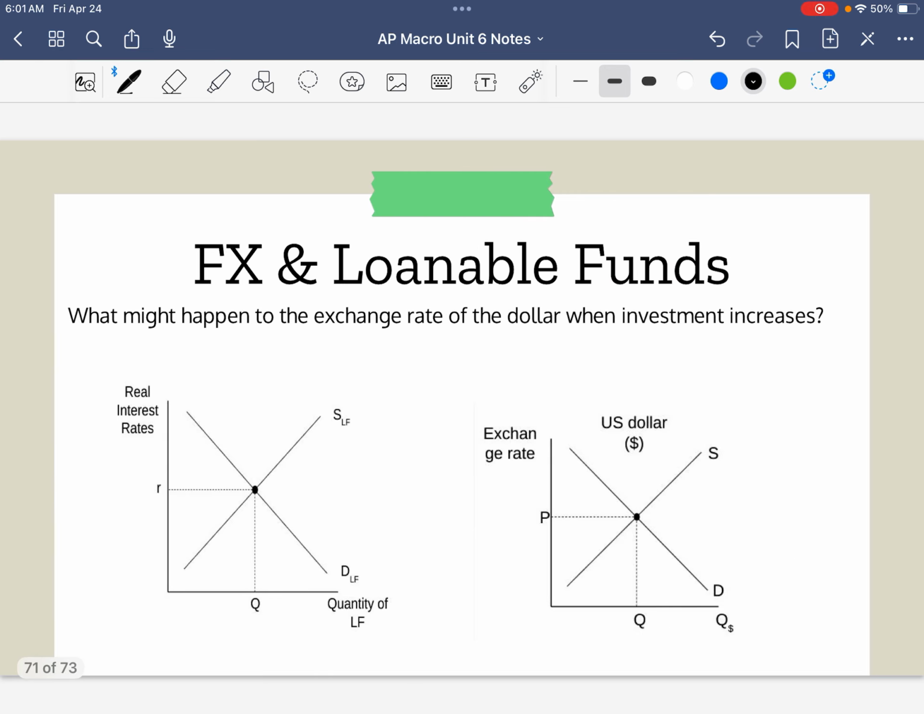Okay? Let's do the opposite here, or just a different idea. What might happen to the exchange rate of the dollar when investment increases? So, this is a tricky question. Actually, it's kind of a poorly worded question. This is a Miss Keller question, which is why it's poorly worded. So when they're talking about investment here, remember in econ, we're always talking about business investment. Okay. So we've got 2 options here. Business investment is when businesses are taking out loans to buy capital goods.